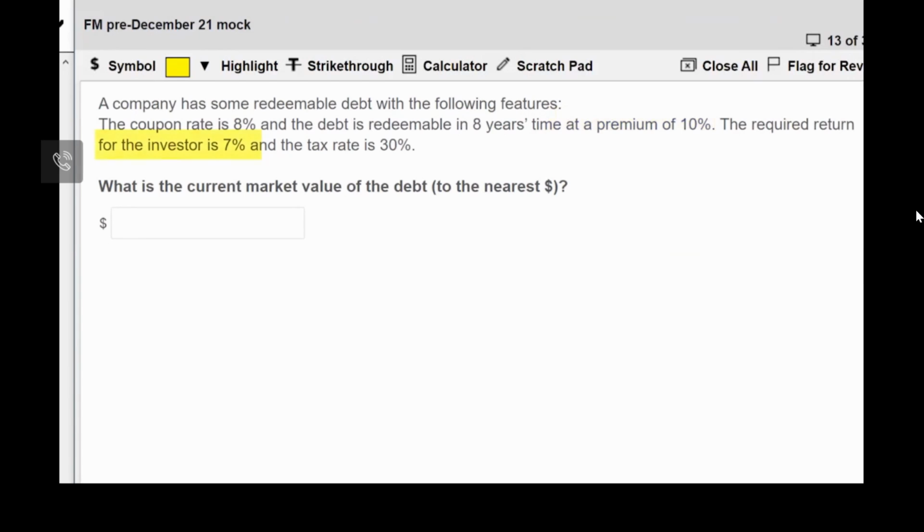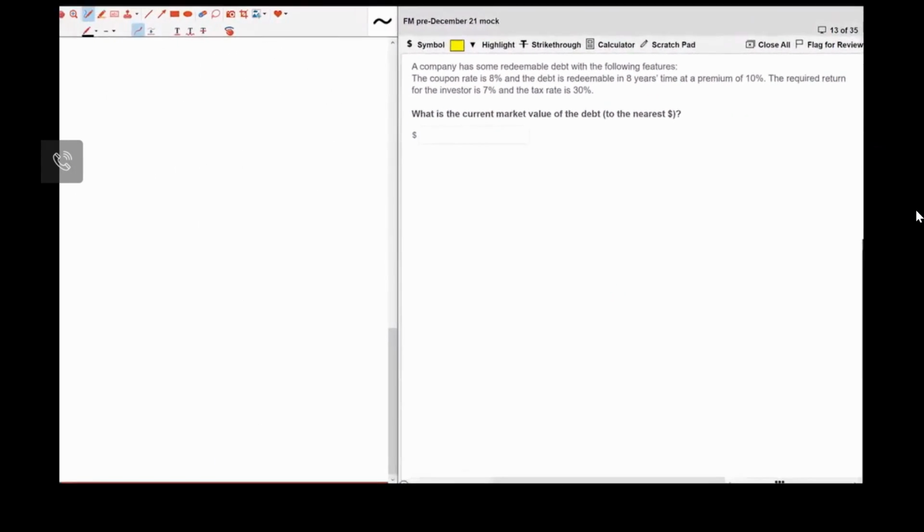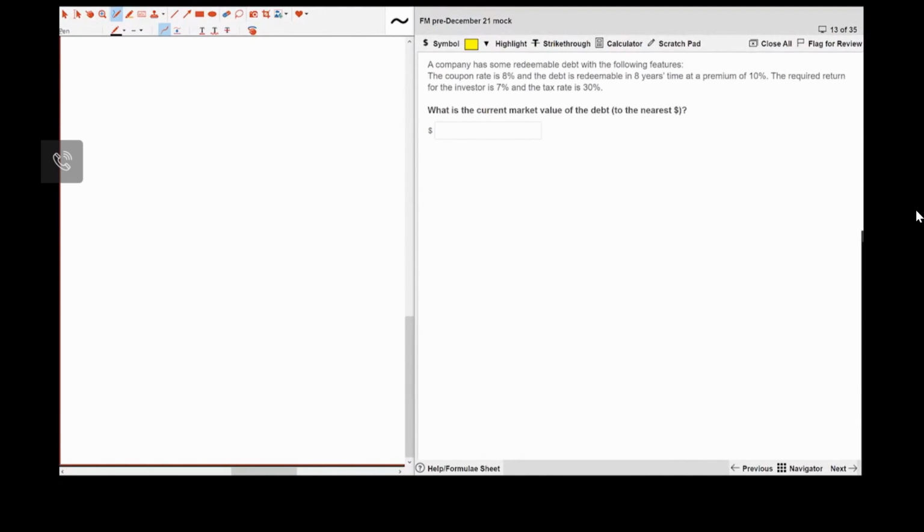The required return for the investor is 7%, and the tax rate is 30%. There's your first distractor. The investor receives the pre-tax rate at 7%, and so we don't require that 30%. That is when we're calculating the cost of debt to the company. So when we find this current market value of the debt, we're looking at the cash flows that the investor will receive. So I'll lay that out for you.